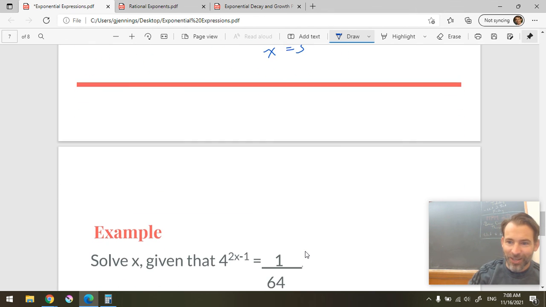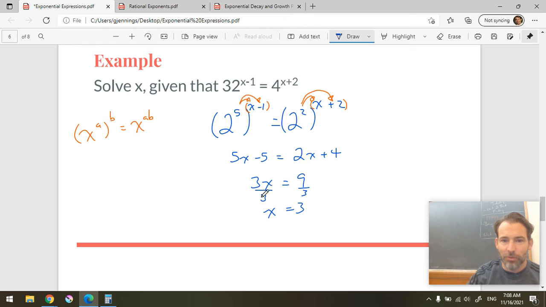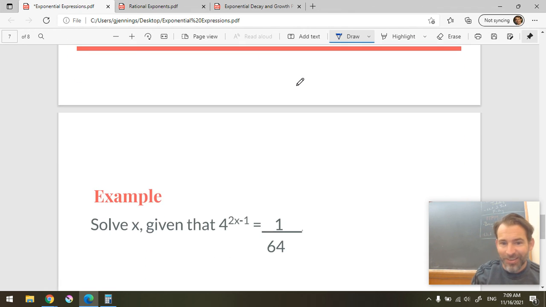All right, let's keep going. So that's your final answer. x is equal to 3. And you can check it. 32 to the 2 is the same thing as 4 to the 5. That sounds about right. 32 to the 2 is 4 to the 5. Okay, I guess that's true. All right, cool.